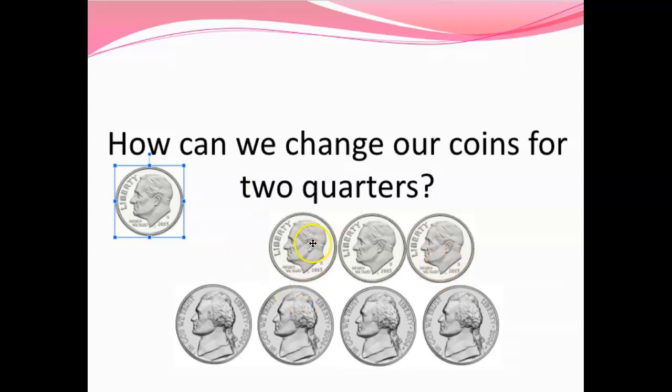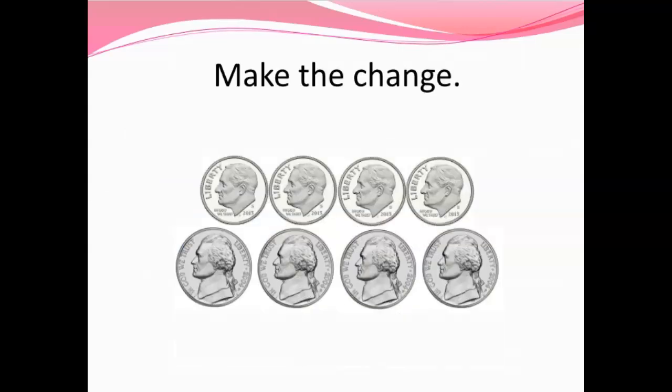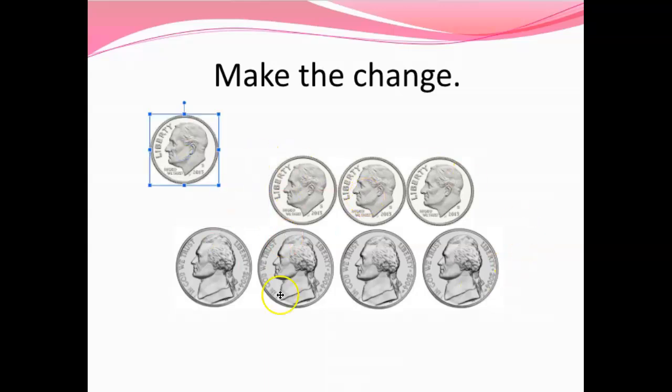Let's count to double check. 10, 20, 30, 35, 40, 45, 50. So right here we have 50 cents and we can exchange that for 2 quarters and then we'll just have our dime left over. So let's make the change. So we're putting our dime aside and we're changing this out for 50 cents.